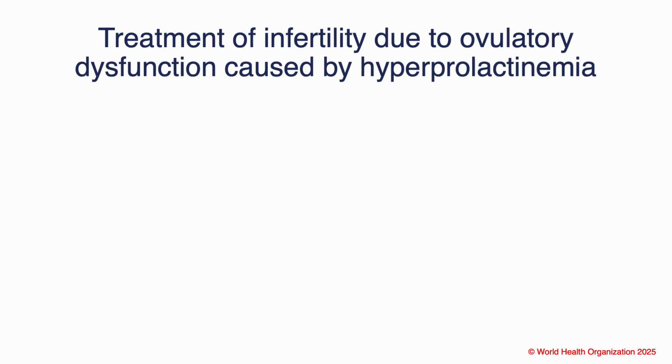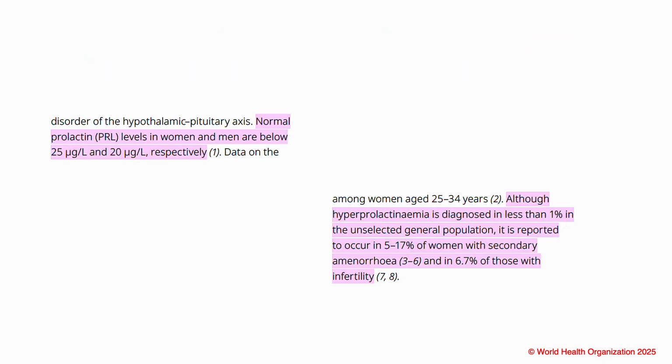Treatment of infertility due to ovulatory dysfunction caused by hyperprolactinemia. Normal prolactin levels in women are 25 microgram per liter, and in men, they are 20 microgram per liter. Although hyperprolactinemia is diagnosed in less than 1% of an unselected general population, it is reported to occur in 5 to 17% of women with secondary amenorrhea and 6% of those with infertility.